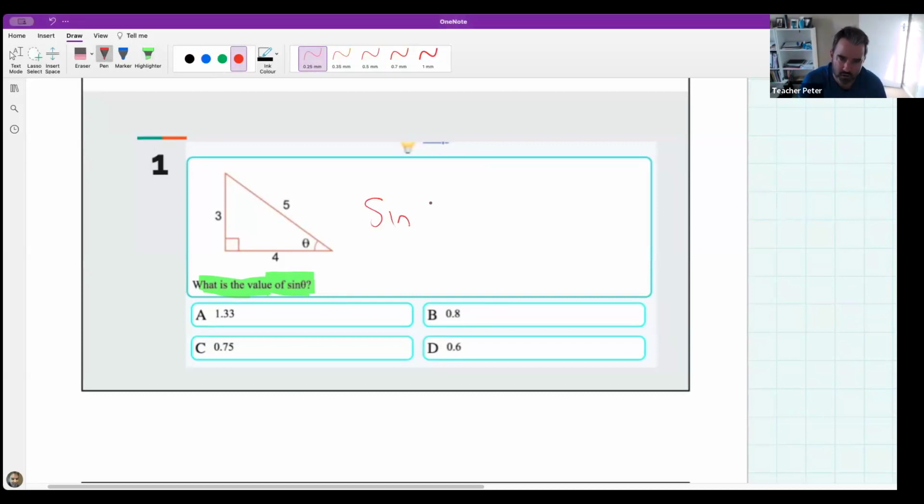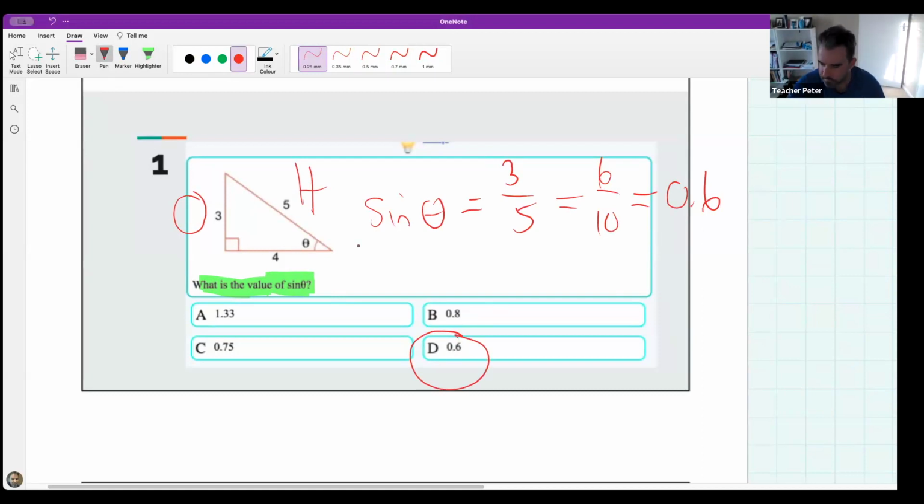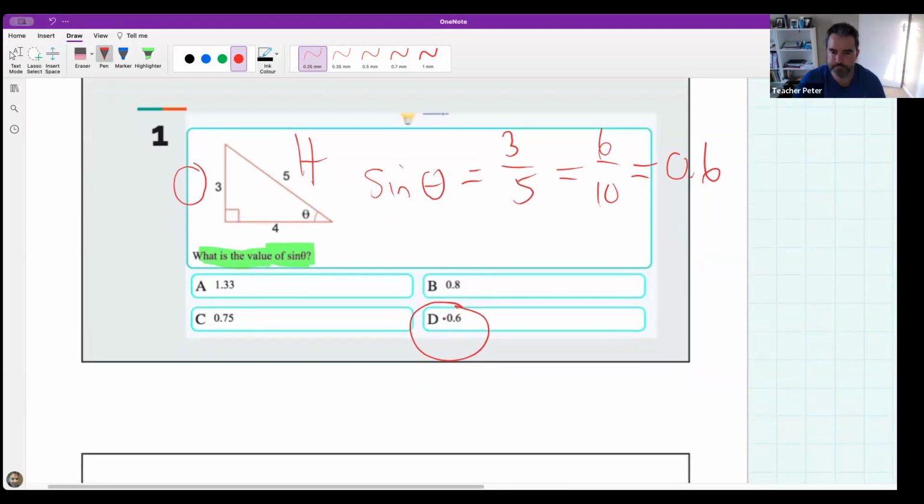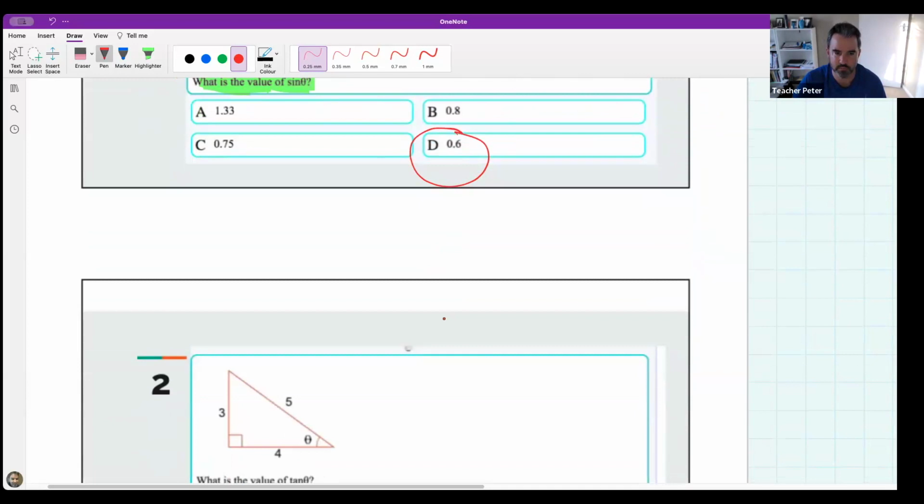So in this drawing, the sine of theta is just going to be O over H. So 3 over 5 or 6 over 10 or 0.6. And so the correct answer will be D. So that's just applying the idea. This is grade 10, but this idea that you can see a triangle and write down the ratio of two sides. And if you put that in your calculator, it will give you the same thing. Okay, let's move on to the next one.